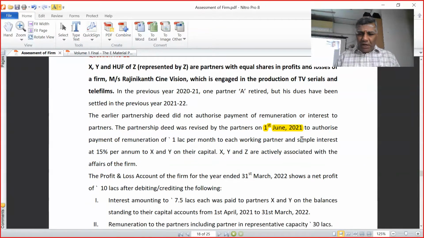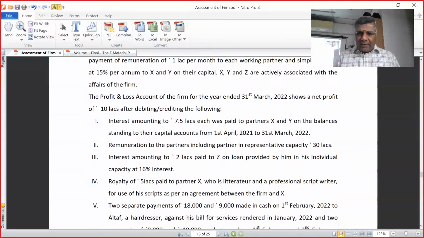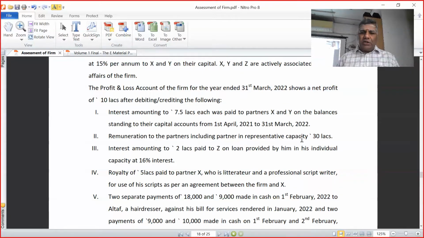The profit and loss account for the year ended shows a net profit of 10 lakhs after debiting or crediting the following. Interest amounting to 7.5 lakhs each was paid to the partner on the balance in their capital account for the whole of the year. Interest is paid for the whole of the year.